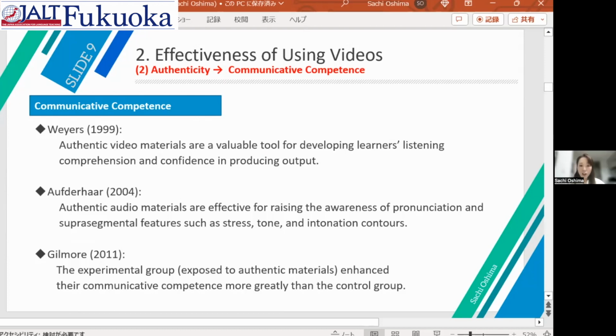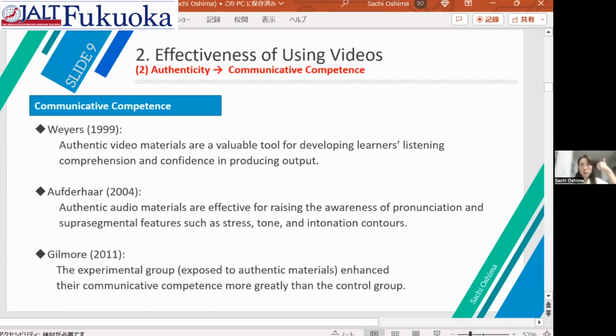And Alf Den Haar suggested that authentic audio materials are also effective for raising awareness of pronunciation and suprasegmental features such as stress, tone, and intonation contours. And Drew Moore suggested that the experimental group, who were exposed to authentic material, enhanced their communicative competence more greatly than the control group.